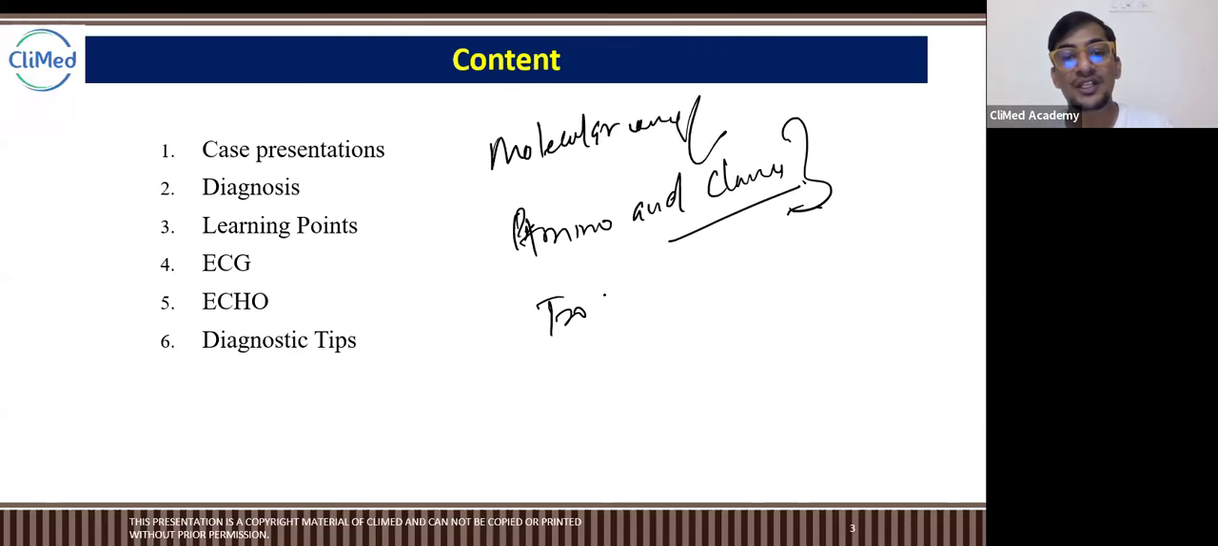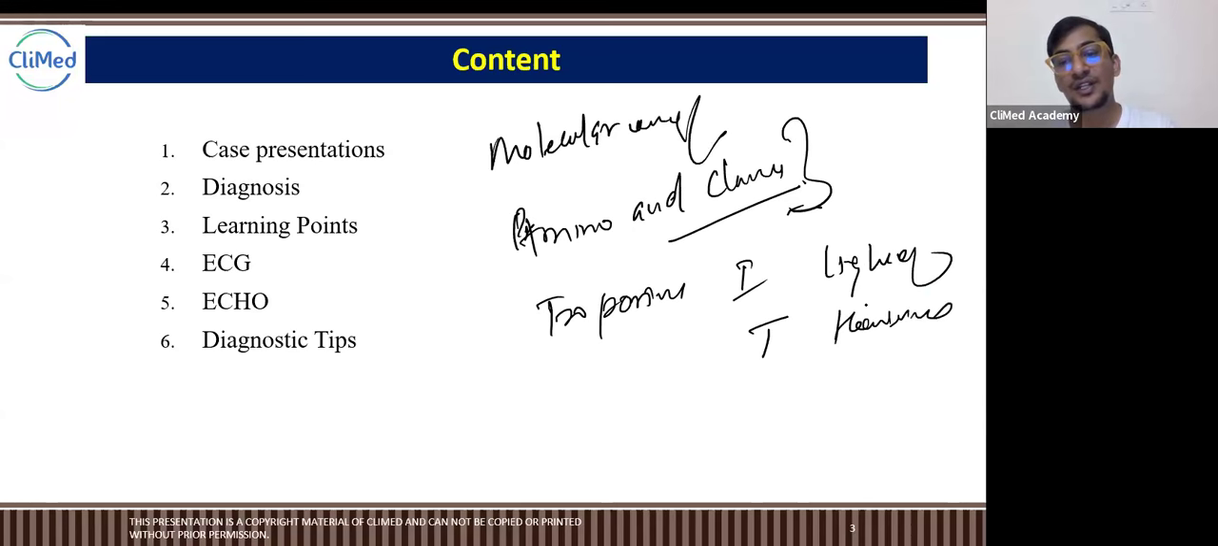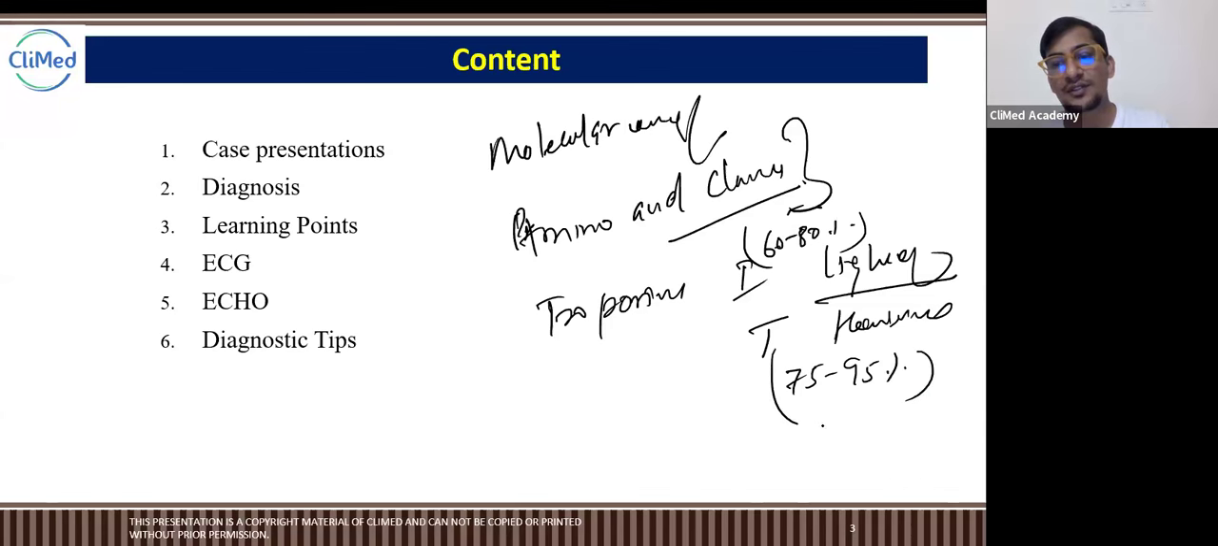So troponin T and troponin I, what's the difference accordingly? Troponin I is lighter, troponin T is heavier. And most importantly, in the clinical scenario, troponin I sensitivity is just 60 to 80%, whereas troponin T sensitivity is around 75 to 95%. Understand that? So that's why troponin T is better than troponin I.